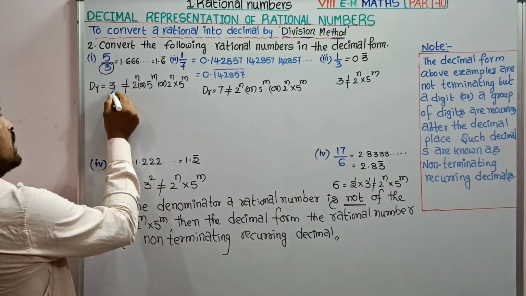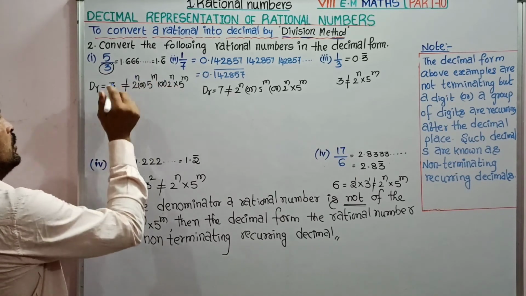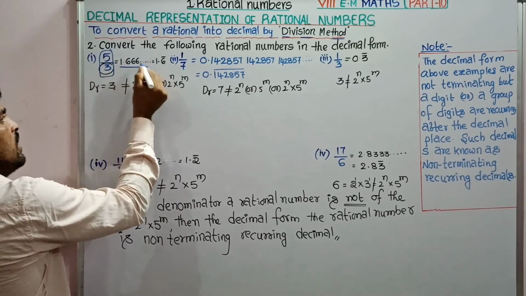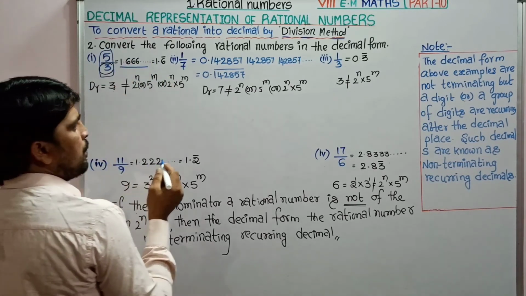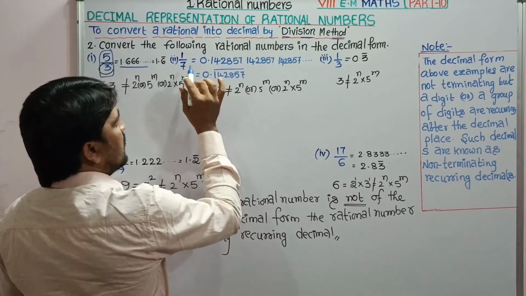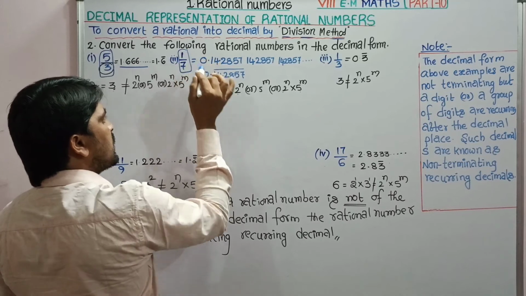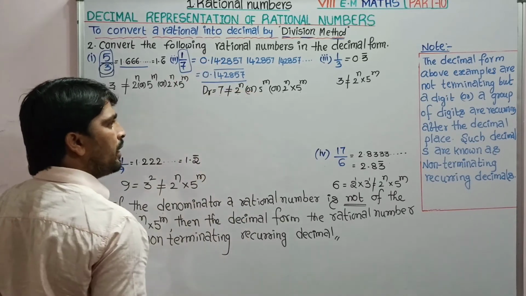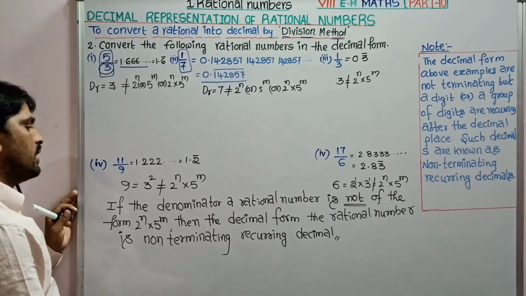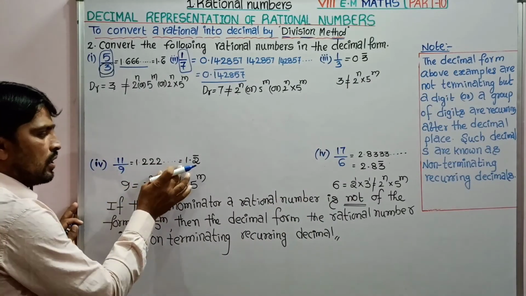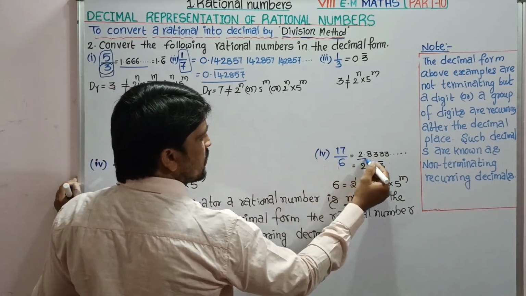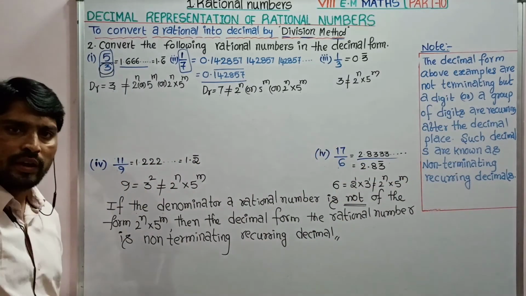Yes, here 3 is not of the form 2 power n into 5 power m. So the decimal form of 5 by 3 is non-terminating recurring decimal. In the same manner, 7 is not of the form 2 power n into 5 power m. Then the decimal form of 1 by 7 is non-terminating recurring decimal. So 1 by 3 is also non-terminating recurring decimal. 11 by 9 is also non-terminating recurring decimal. 17 by 6 decimal form is also non-terminating recurring decimal.